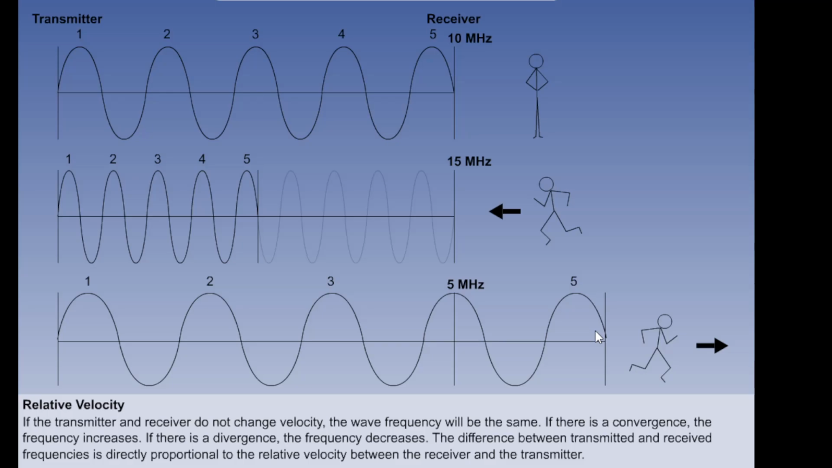Thus, it can be seen that the difference between transmitted and received frequencies is directly proportional to the relative velocity between the receiver and the transmitter. The faster the speed, as objects converge, the higher the frequency, or pitch in the case of sound waves. Similarly, the faster the speed, as objects diverge, the lower the frequency or pitch. The difference between the received frequency and the transmitted frequency is known as Doppler shift, or beat frequency.